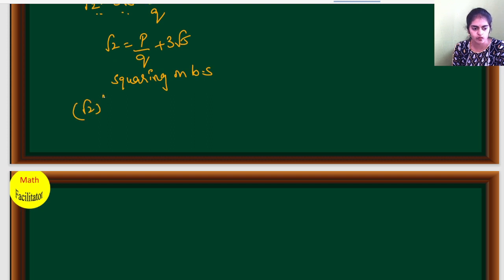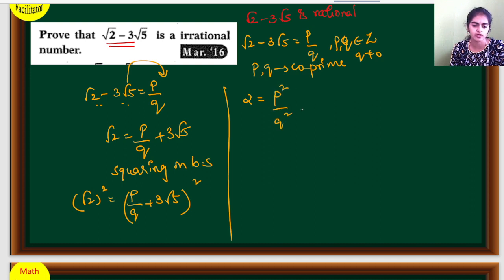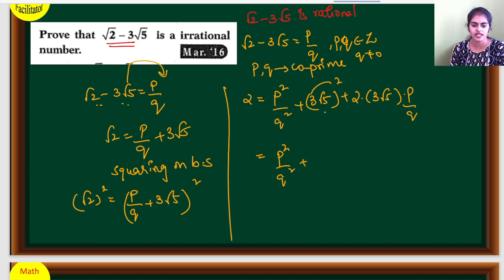So squaring, I have root 2 whole square equal to p by q plus 3 root 5 whole square. So I can write root 2 whole square is nothing but 2, equal to p square by q square, a plus b whole square formula. So a square plus b square is 3 root 5 whole square plus 2ab. So that is equal to p square by q square plus, this is 3 square is 9, 9 into root 5 whole square is 5. So 9 5 is 45 plus 2 3 is 6 root 5 p by q.